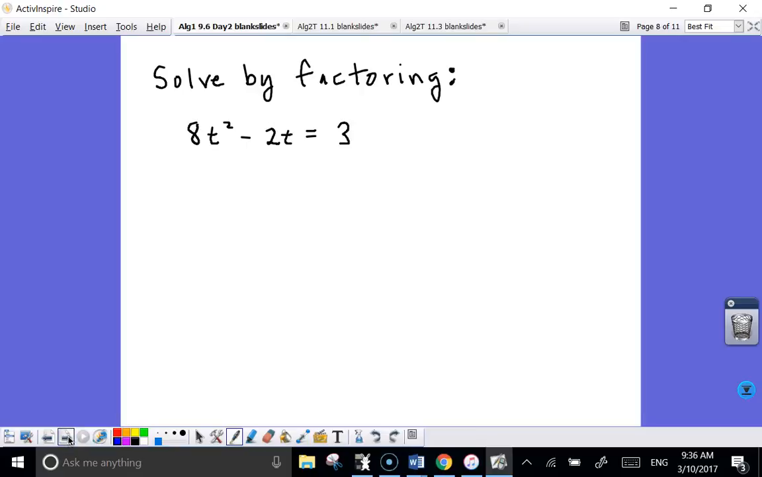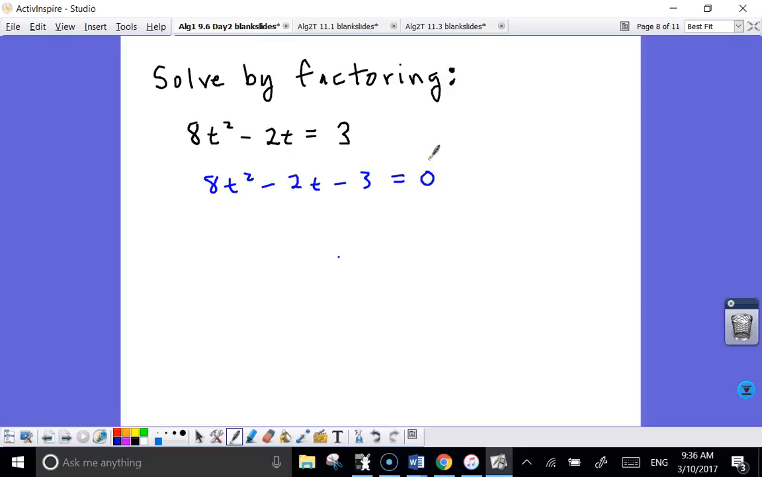The last thing I'm going to say is, now we can do factoring. We can solve equations that involve this kind of factoring. What's the first step you've got to take if you subtract 3? You got to have everything equal to 0, right? So this is going to be 8t squared minus 2t minus 3 equals 0. So before you start, you always have to do that.